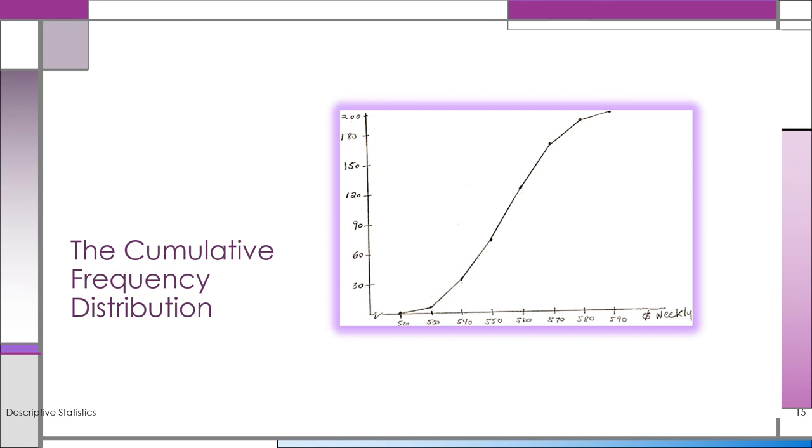You can see how on the left side it starts out slow, where the smaller frequencies were, and then in the middle, where the mass of the distribution is, it jumps, because that's where the higher frequencies are, and then it peters out again at the right, where the smaller frequencies are. So there's a typical S-shaped curve for certain very frequently used cumulative distributions, including one that we're going to study very much, that we're involved in most of the semester, and that's the normal distribution.